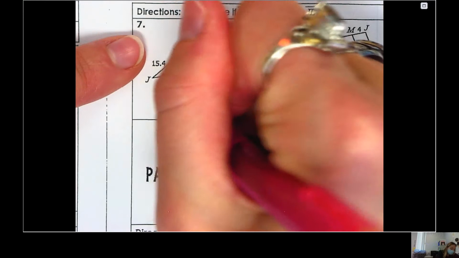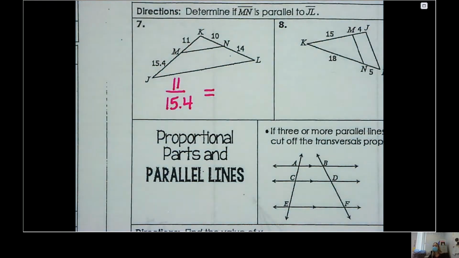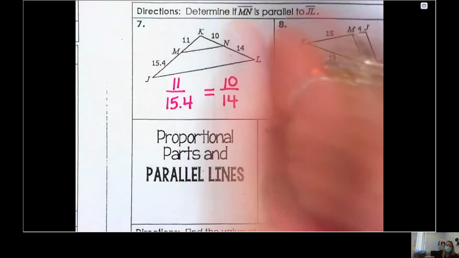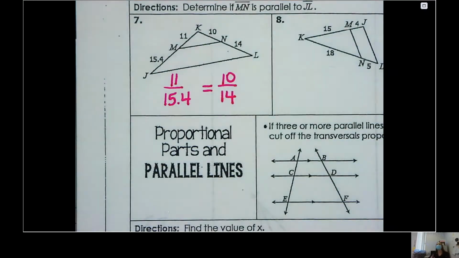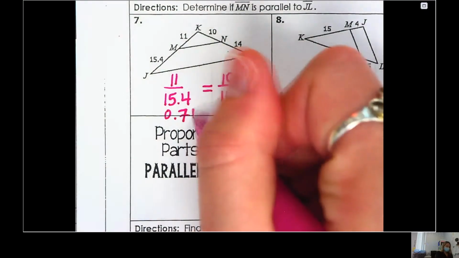11 over 15.4. That's one fraction. I want to check and see, is that equal to the other fraction? What's the other proportion? 10 over 14. Yeah. And just like I did with my similar triangles before, all I'm going to do is divide the 2 numbers. I'm going to get a decimal, and I'm going to see, are those decimals the same or are they different? So I'm just going to straight up put it into my calculator, because I don't know what that is off the top of my head. So what'd you get when you do 11 divided by 15.4? I'm just going to put 0.71.